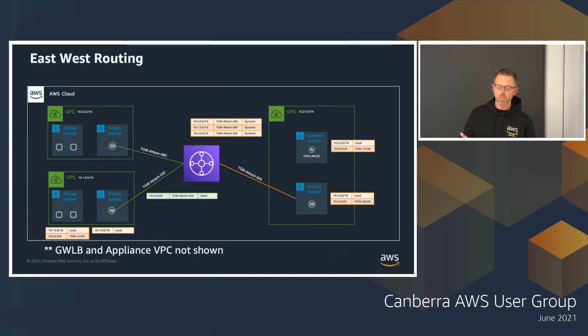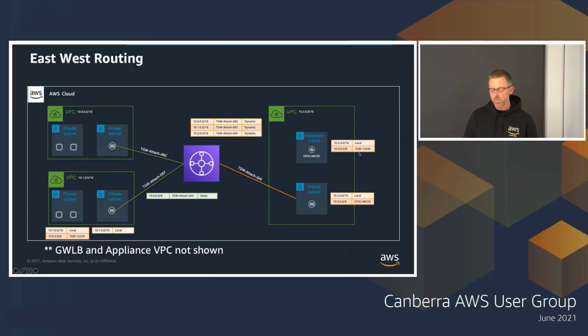East-west routing, so if for some reason you need to insert an appliance between different VPCs using Transit Gateway, the model is similar but different. So in Transit Gateway, we have two route tables instead of one. Our spoke VPCs on the left, the route table that's associated with them just sends all traffic directly to the inspection VPC on the right, and the route table associated with that attachment, the inspection VPC, allows traffic to return to each one of those VPCs.